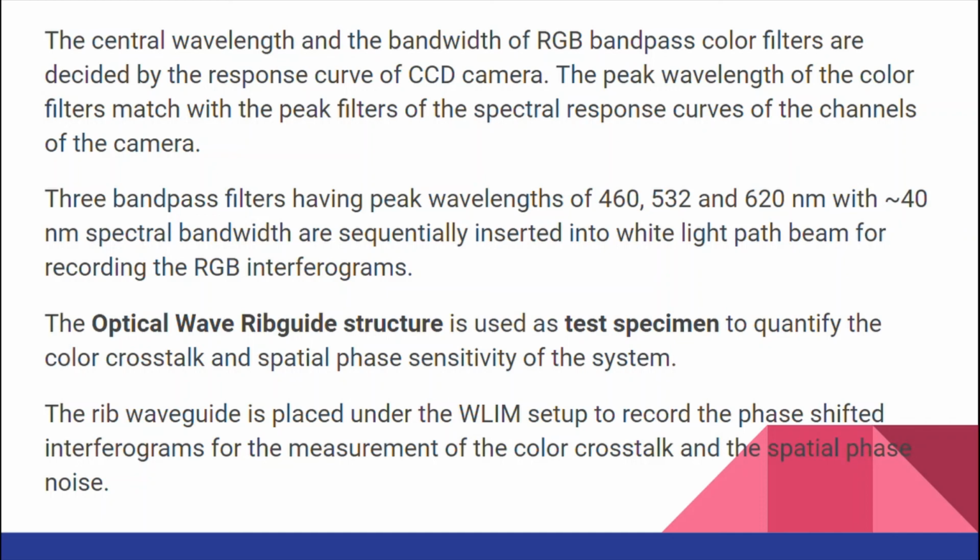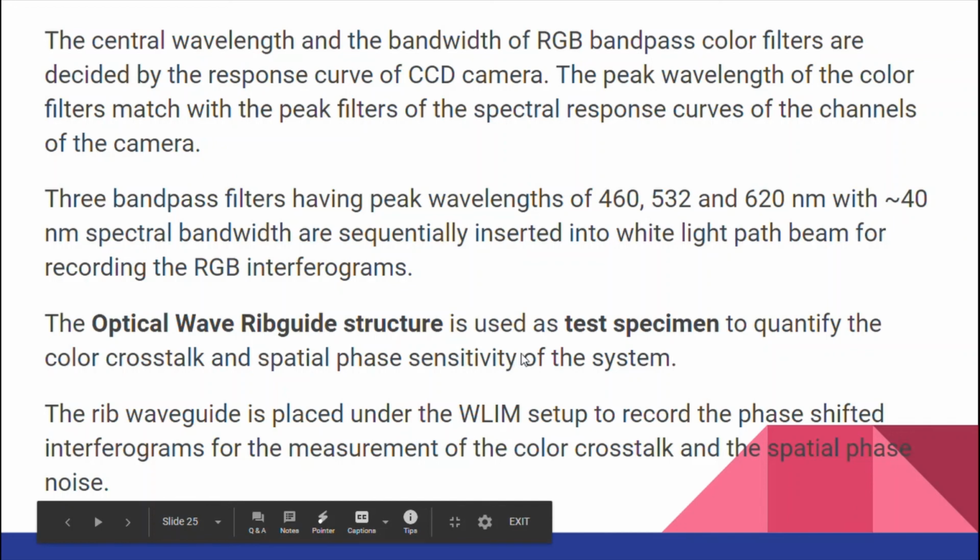Three bandpass filters are used in order to see the spectral response curves. They are 460 nanometer, 532 nanometer, and 620 nanometer, corresponding to each RGB sequence. The optical waveguide structure is used since it is very sensitive to each of the color spectral responses of the system.